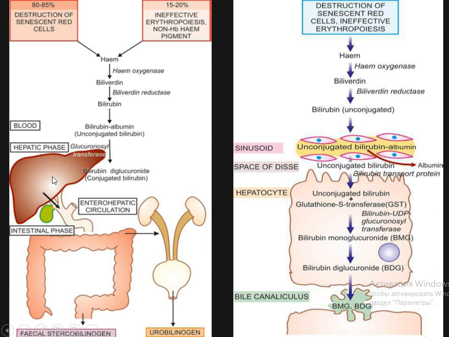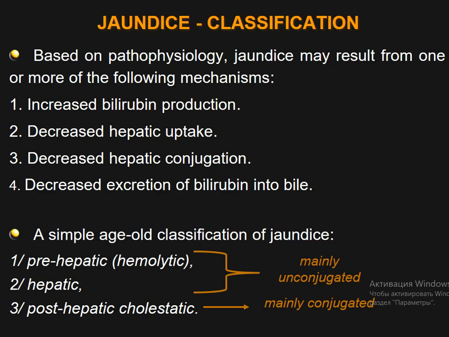Hepatic phase involves different steps like uptake, binding, conjugation, and excretion of bile. Based on these steps of metabolism, jaundice may result from one or more of the following mechanisms: increased bilirubin production, decreased hepatic uptake, decreased hepatic conjugation, and decreased excretion of bilirubin in the bile.